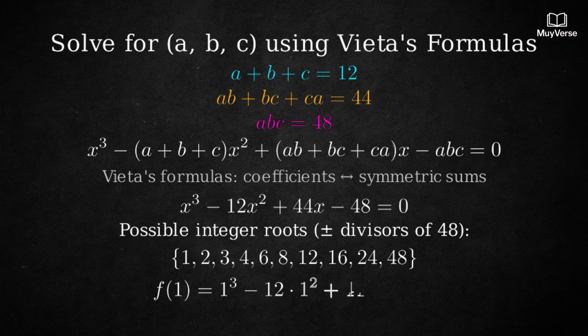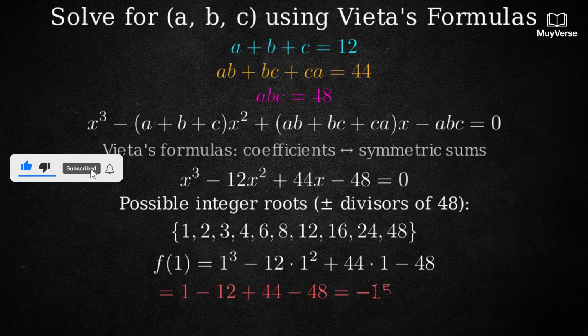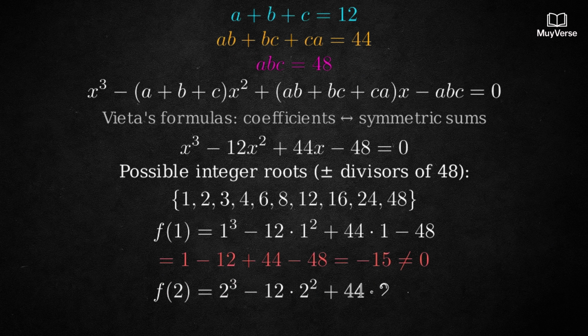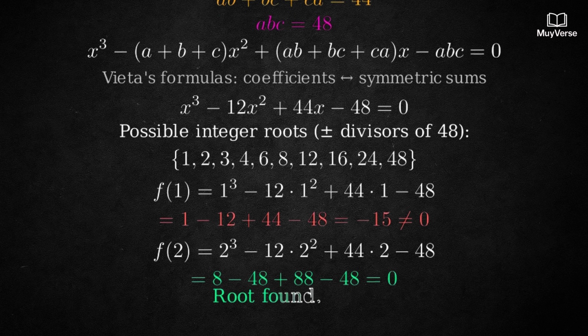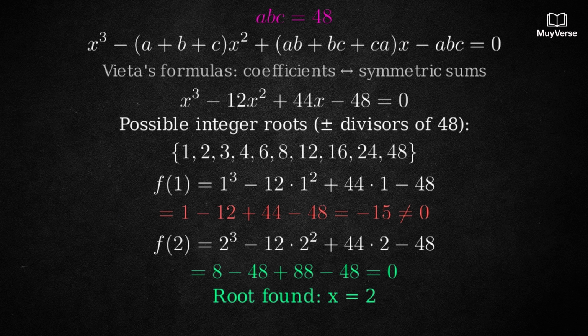Write the coefficients. 1, negative 12, 44, negative 48. Bring down the 1. Multiply 1 by 2 to get 2, add to negative 12 to get negative 10. Multiply negative 10 by 2 to get negative 20, add to 44 to get 24. Multiply 24 by 2 to get 48, add to negative 48 to get 0 remainder. So the quotient is x squared minus 10x plus 24.